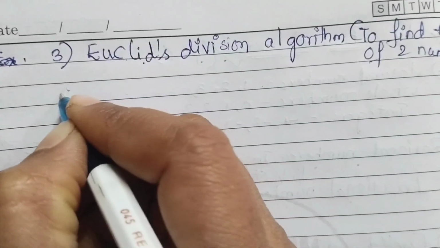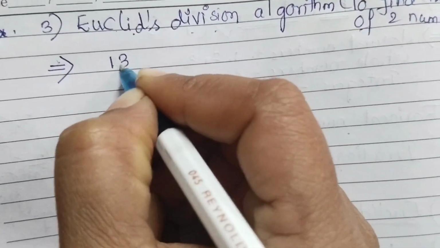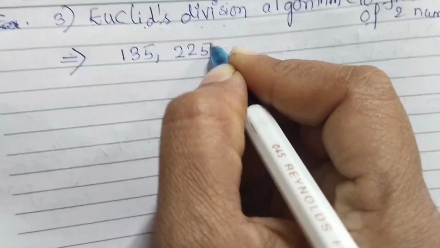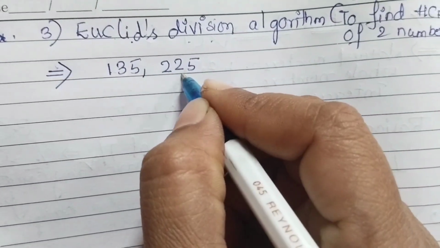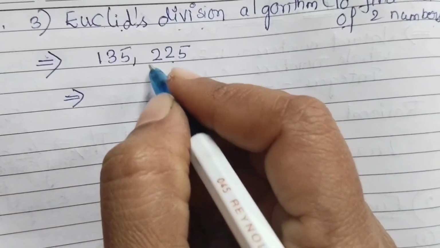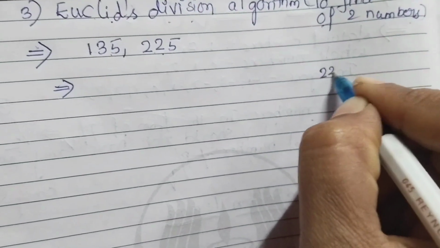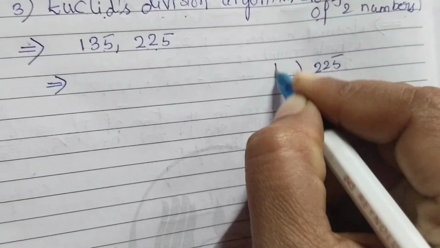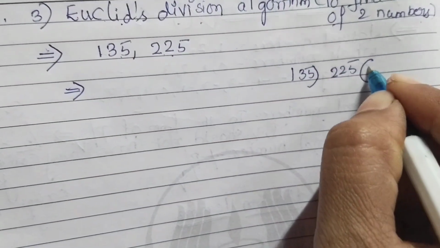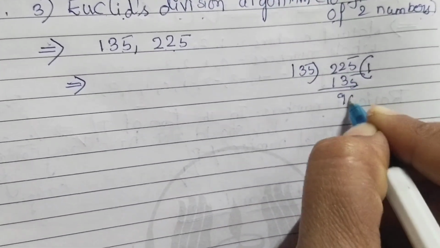I'll explain with an example. It will be very easy for you to understand. Let's take two numbers, 135 and 225. Now we'll find the HCF of these two numbers using Euclid's division algorithm. The first thing is to divide the bigger number by the smaller number. 225 divided by 135. 135 ones are 135. What will be the remainder?